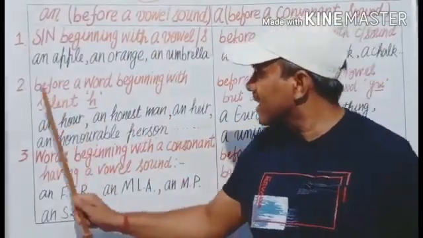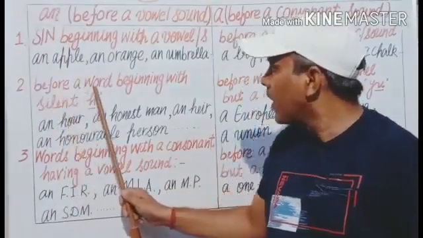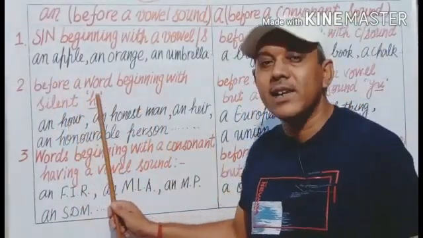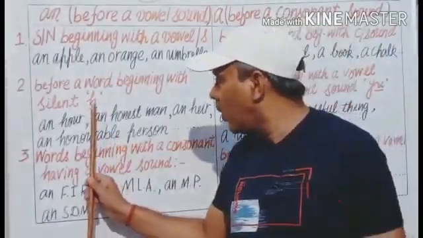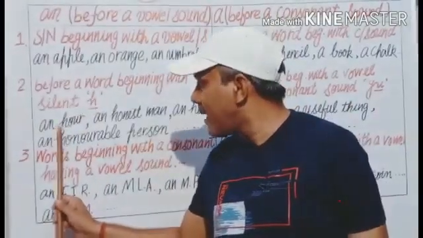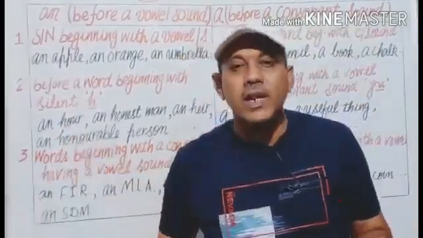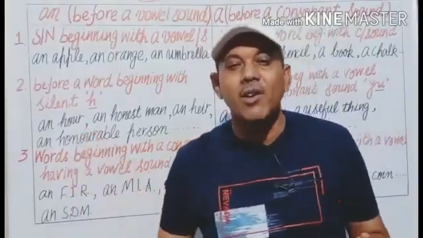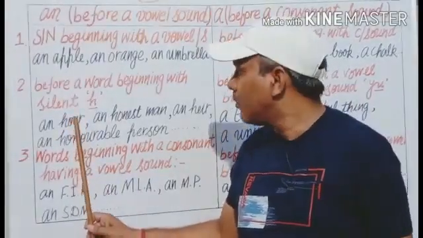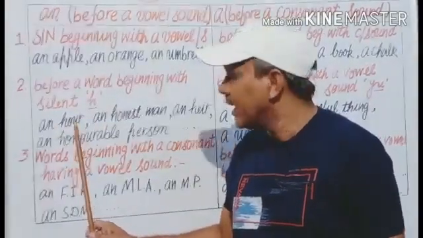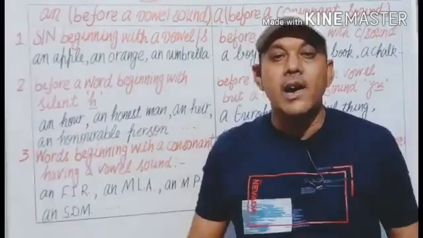And now let us take the second example. Article AN is used before a word beginning with a silent H. Most of the words in English which start with H and are followed by O, in those words H is usually silent and they begin with a vowel sound. For example, HOUR. In this word hour, H is silent, so it is pronounced as our, not har.